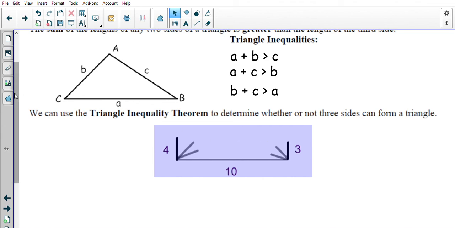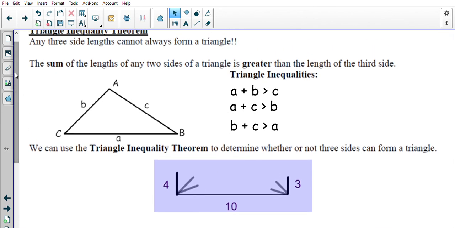So luckily we have the triangle inequality theorem, which says that the sum of the lengths of any two sides of a triangle has to be greater than the length of the third side. So we have this triangle right here, which is given in your notes. There's three inequalities that have to be true. A plus B has to be greater than C, and the lowercase letters represent the side lengths here. The uppercase represent our endpoints. A plus B has to be greater than C. A plus C has to be greater than B, and B plus C has to be greater than A. So we choose any two side lengths, and the sum has to be greater than the third.